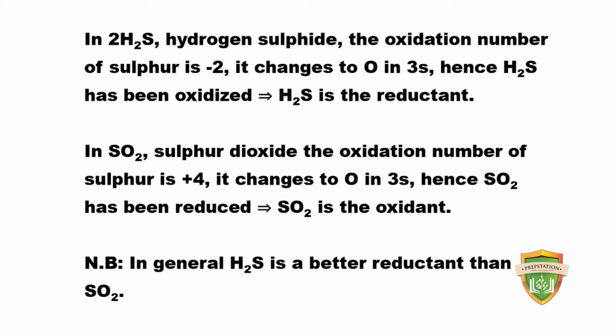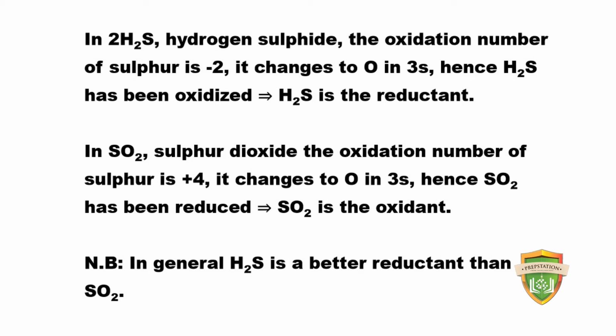Because this H2S causes oxidation. All the way around, SO2 here is +4. S here is +4, moving down to 0 to S, which is 0. So from +4 to 0 means it is a reduction process. So it gains electron. So what causes that is what is called the oxidant or oxidizing agent. Generally, H2S is a better reductant than SO2.